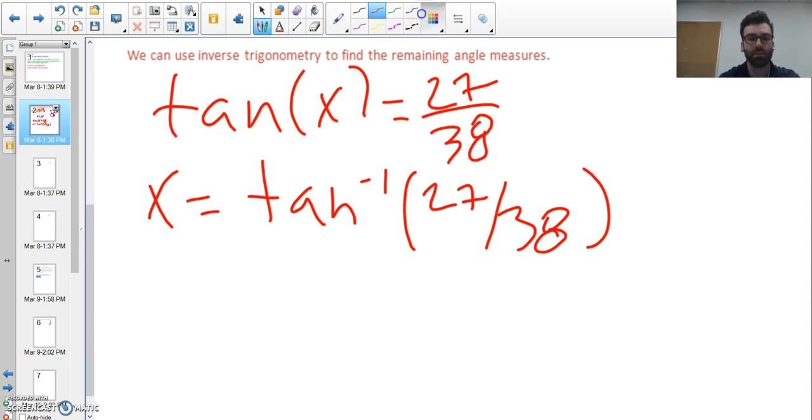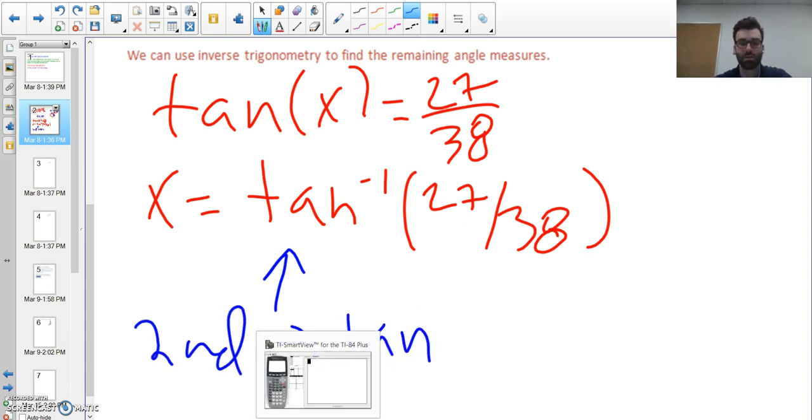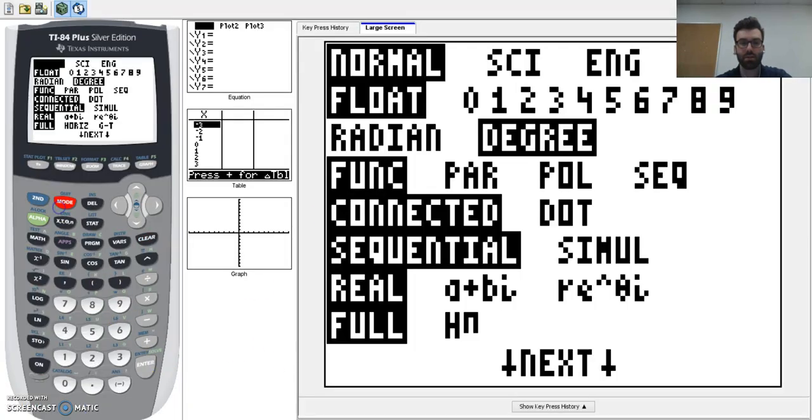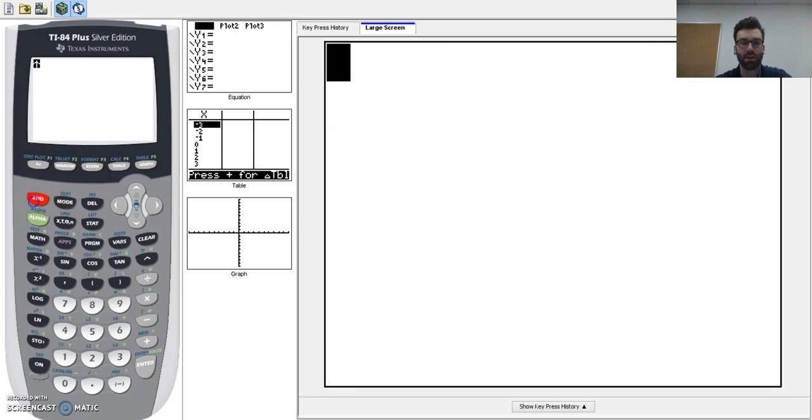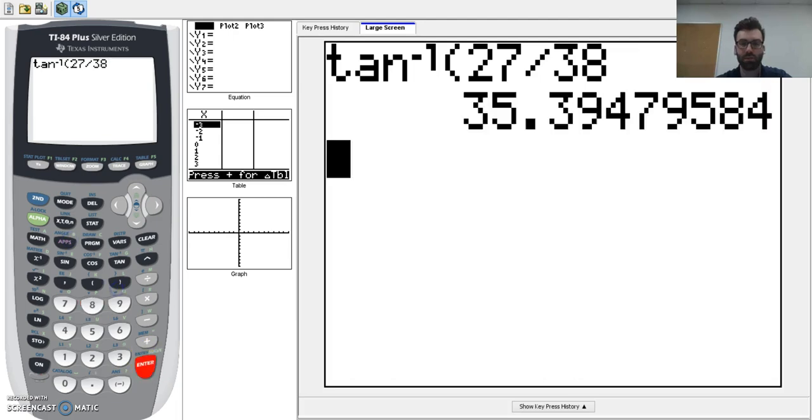To get this inverse in my calculator, I press second tangent. Those are the buttons I press. Make sure, once you do it once, your mode should always be in degrees. So I press second tangent, and I have tan -1 of 27 divided by 38. Boom. And that's my angle, 35.39. A lot of these are going to ask you to round to the nearest degree.